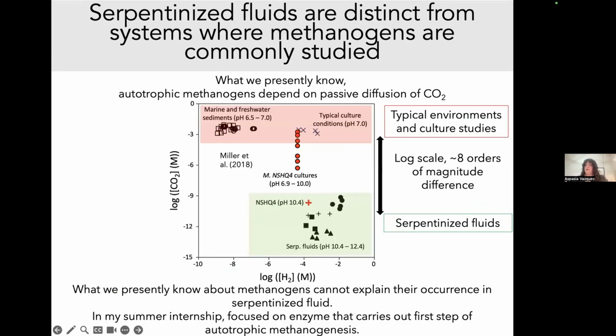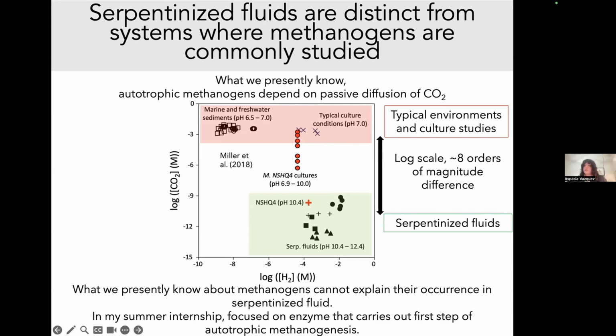Here we can see a figure displaying the differences between a serpentinized environment and your typical environments where you might find methanogens. The red figure on the top of that figure in the middle of the screen is your marine and freshwater sediment environments, while the green square at the bottom is our serpentinized fluid environments. It is on a scale of hydrogen and CO2. We also see that there is a huge difference between these two. There's actually an 8 orders of magnitude scale here, which is millions and millions of molar difference, which is quite a lot. What we presently know about methanogens can't explain their occurrence in serpentinized fluid, but we know that we find them here.